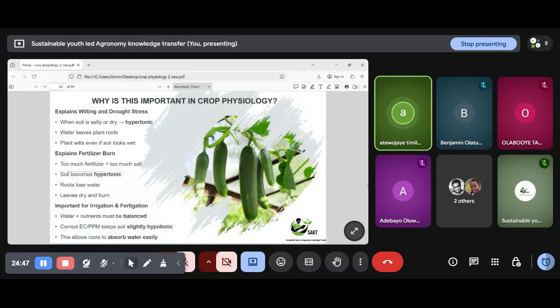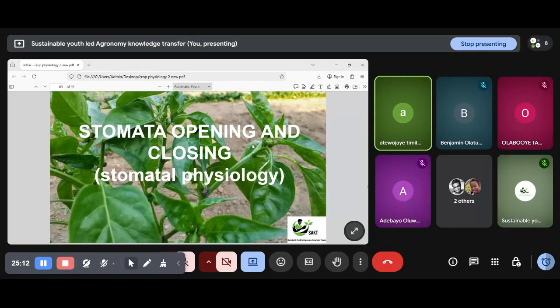So why is it important in crop physiology? Explain wilting and drought. When soil is salty or dry, it becomes hypertonic, I think I explained that, and water leaves the plant roots, so the plant looks wilted even when the soil is wet. Explain fertilizer burn. If you use too much fertilizer, too much salt, the soil becomes hypertonic and roots lose water. So you can see the importance of this in crop physiology. So water plus nutrition must be balanced. So let's move on.